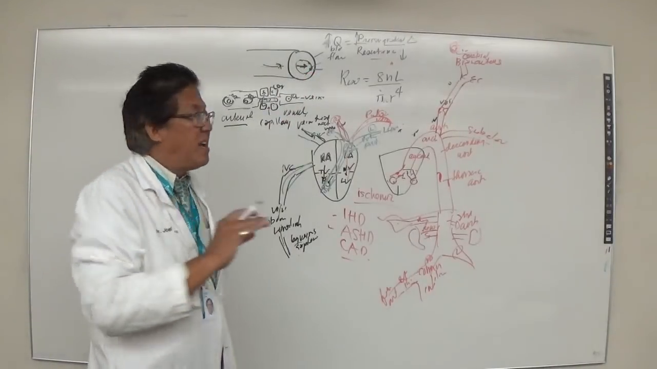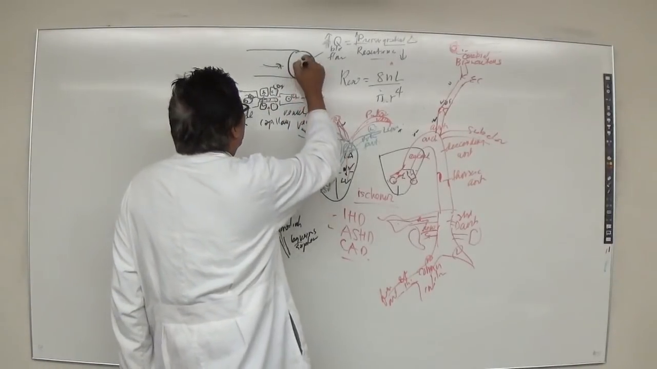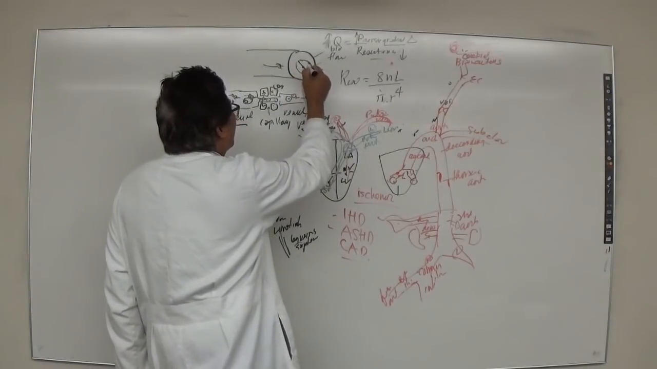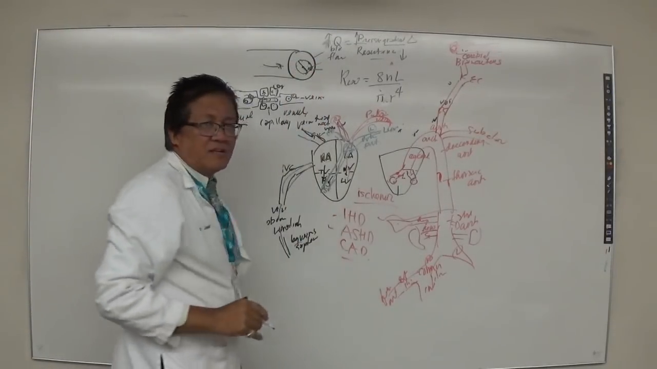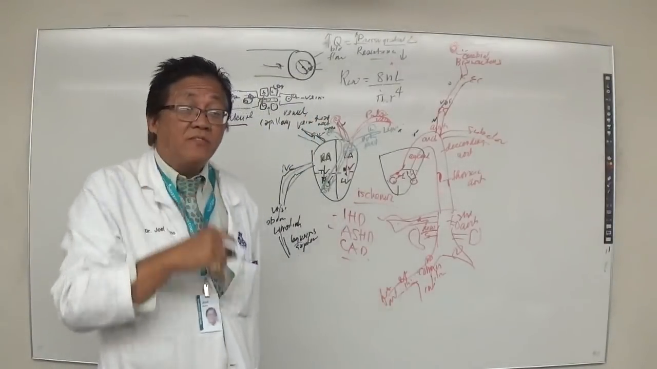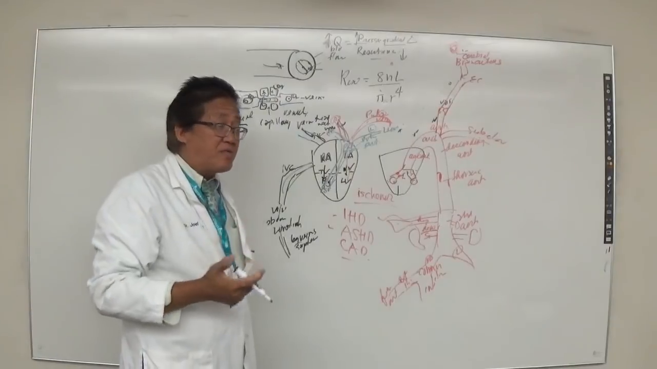Radius, as we recall, is half of your what? From here to here, diameter. What is half? In the middle and here. Radius, the entire thing is what? Diameter. In other words, radius is half of the diameter of the lumen of the blood vessel, be it an artery or a vein.